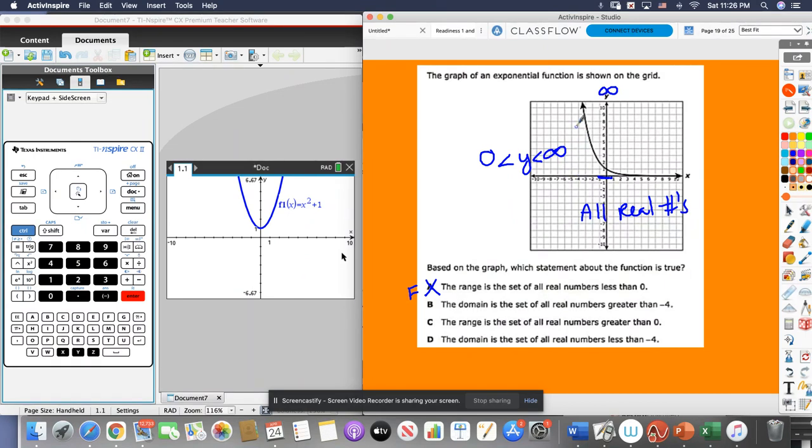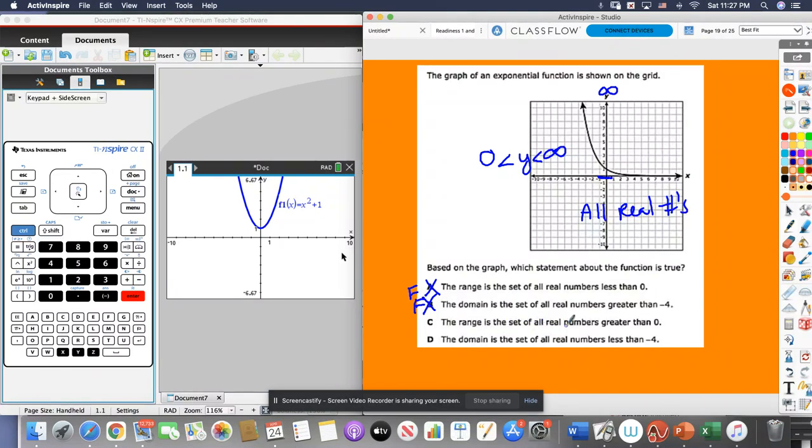The domain is the set of all real numbers greater than -4. Now it looks like it could be right here at -4, but there's not a circle stopping it. There's an arrow, so it's going to keep going. That means it's going from negative infinity to positive infinity, so that's false. It doesn't stop anywhere. The arrow is keeping it going.